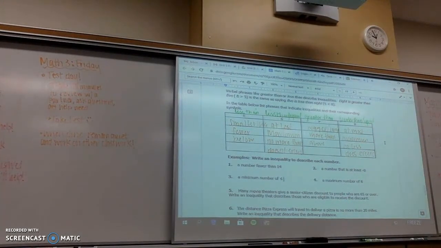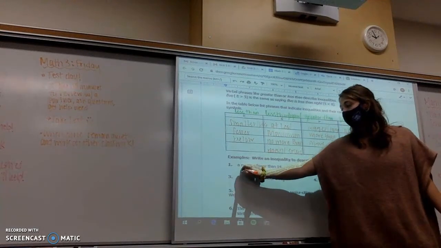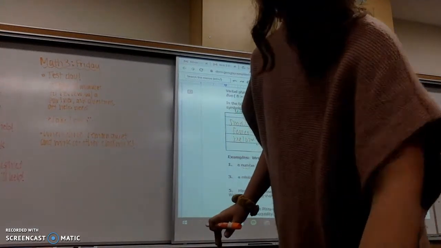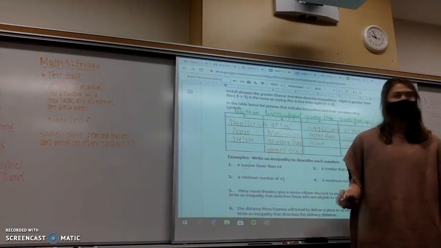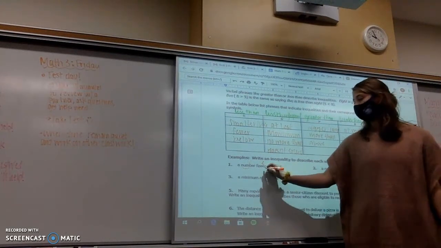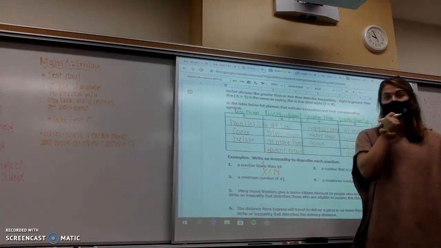All right, I want to talk about writing inequalities. We have these keywords that we just identified. A number means x. What does the word fewer than mean? Less than, yep. 14 is just the number. So this one we get x is less than 14.